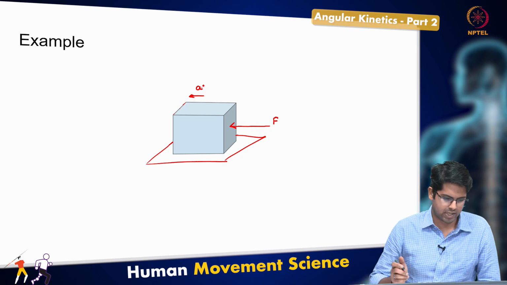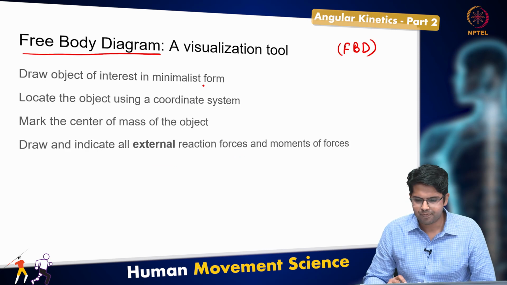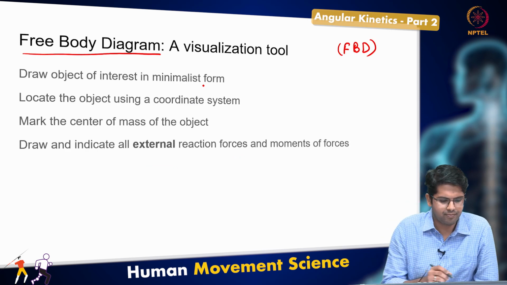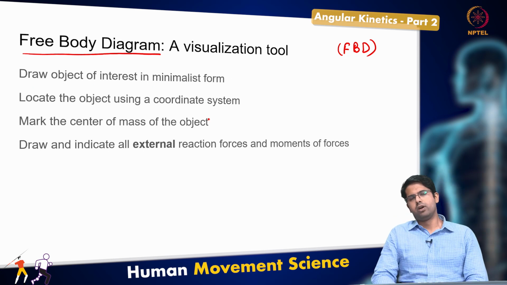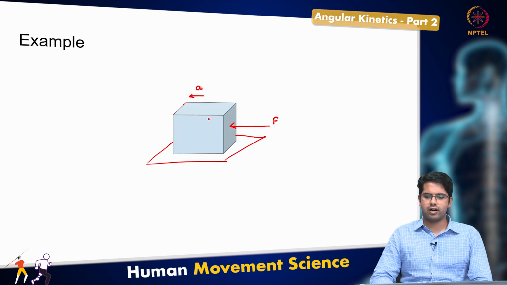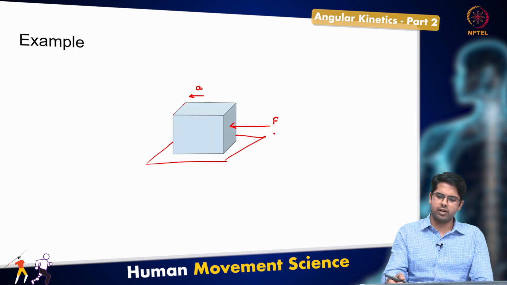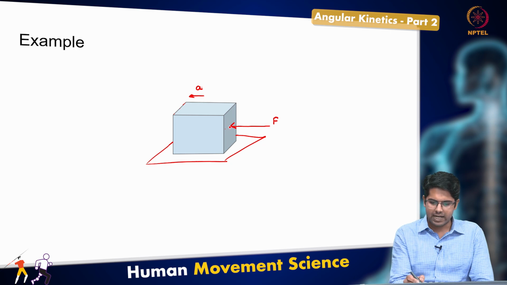All right. Let's see. So the rules tell me that I have to draw the object of interest in minimalist form. Now, what does minimalist form actually imply? It means the reduction to the simplest possible form. In this case, I am assuming that force is acting parallel to this, perpendicular to this plane, right? It is acting in the center of this body.